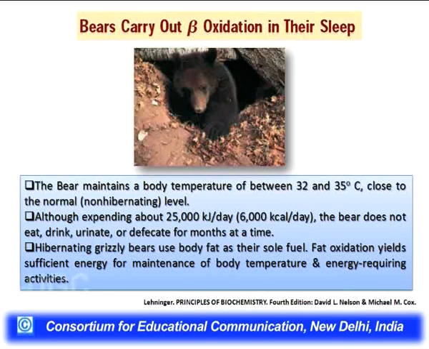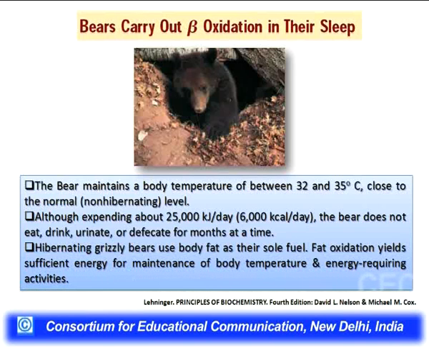Now this fatty acid beta oxidation is used very interestingly by animals. Over here I have shown the example of bears. We know that bears remain in a hibernating and dormant stage for a long period of time, for several months. During this hibernation, they don't eat, they don't drink, they don't urinate or defecate for months. So how exactly are they able to maintain their body temperature between 32 to 35 degrees Celsius, and how are the various energy-requiring activities happening? The answer is the beta oxidation of fatty acids.